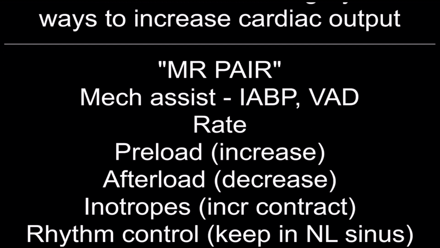Ways to increase cardiac output. MR pair is a mnemonic, and mechanical assist would be IABP, ventricular assist device, or rate control. And then also you can do preload increase, afterload decrease, inotropes to increase contractility, and rhythm control, keep the normal sinus.